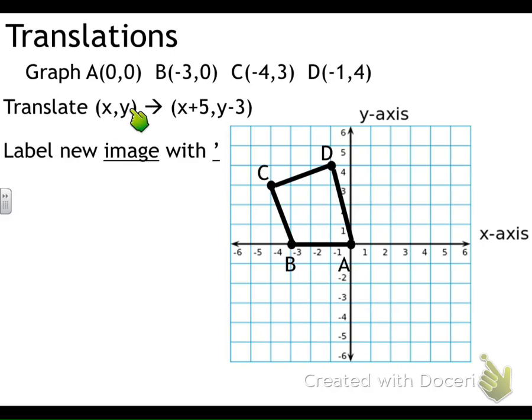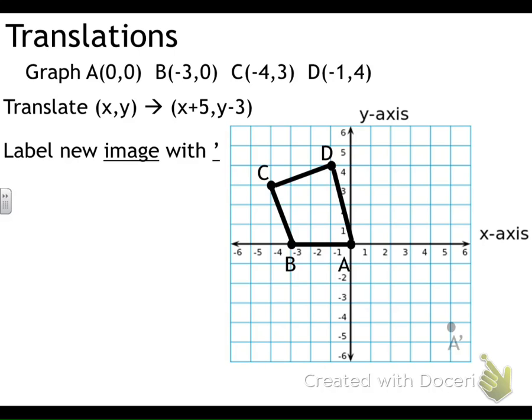Take (x, y), which are these points, and translate them, the arrow, by adding 5 to x and subtracting 3 from y. So for every single one of these ordered pairs, you're going to do this pattern. Add 5 to the x, subtract 3 for the y. So in all 4 of these points, you're going to use the same pattern, which means everything gets translated the same way. Plus 5 to the right, minus 3 down. When you label your new image, you're going to label the letters with this apostrophe. We call it a prime symbol.